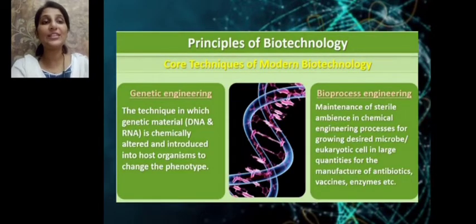And the core techniques of modern biotechnology. The core techniques involve two main aspects, that is genetic engineering and bioprocess engineering. So let us see what it is. What is genetic engineering? The technique in which the genetic material, what are the two genetic materials we have learned? It is DNA, deoxyribonucleic acid, and RNA. RNA stands for ribonucleic acid. So the technique in which the genetic material, it can be DNA or RNA, is chemically altered and introduced into a host organism to change their phenotype.